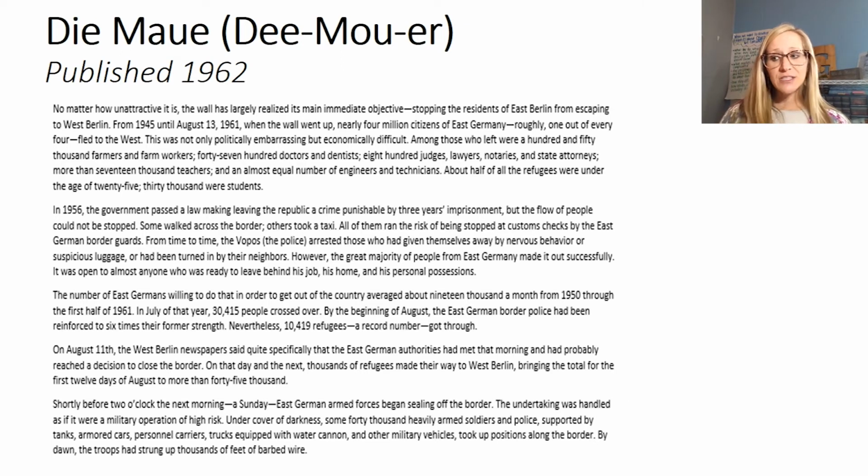The author of this particular article said that on August 11th, the newspaper said that the border would be closing, but it didn't sound like Franz and his family knew that. Maybe we'll hear other connections as we read chapter 3 from our text.